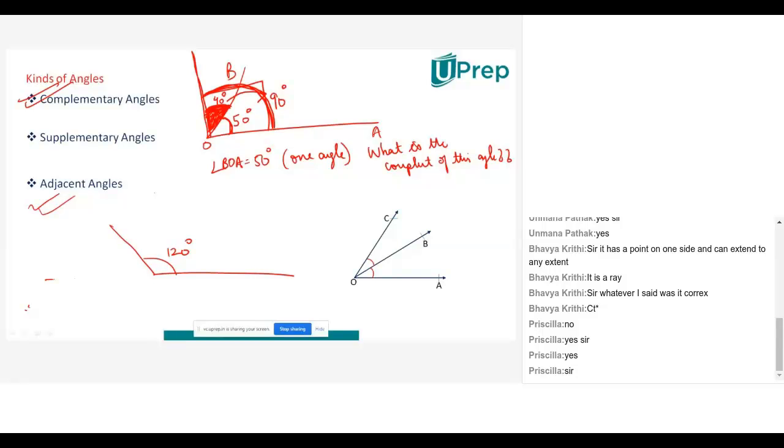That means if I have a straight line, I am going to get this entire thing as 180 degrees. What should I add to 120 to get 180? What is the supplement of the angle 120? 60 degrees. Very simple. Very clear. 60 degrees.